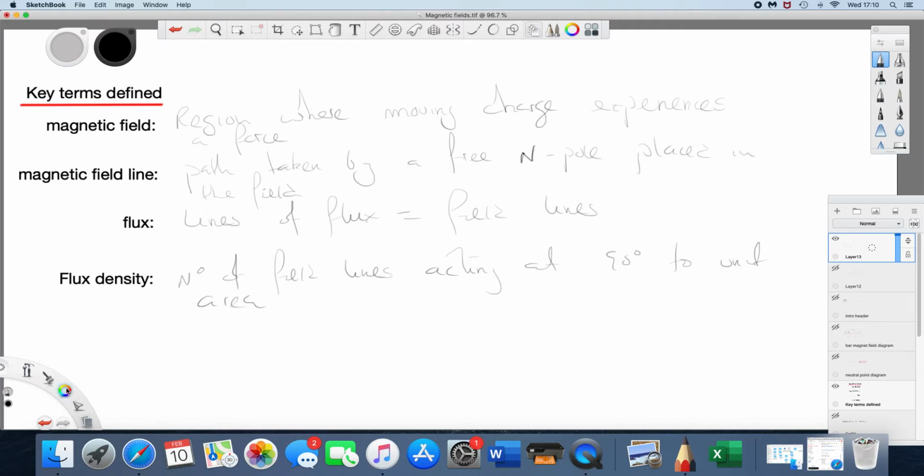Units of flux, we should add that in there while we're at it. Units: Webers, capital W, small b. And the units of flux density, well, you should know that from GCSE: Tesla, capital T, and that is Webers per meter squared, fairly obviously. The symbol for flux is phi. The symbol for flux density is B.